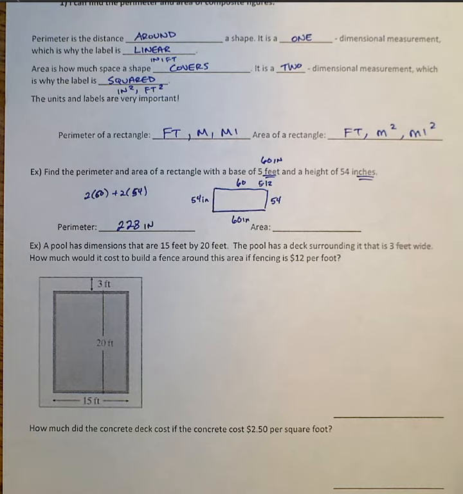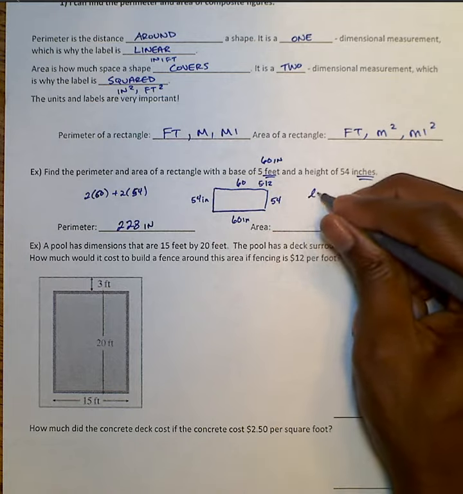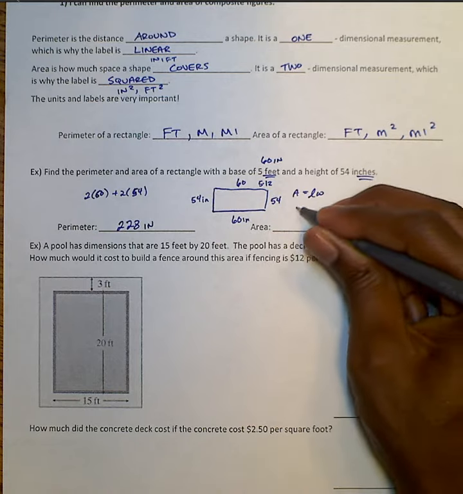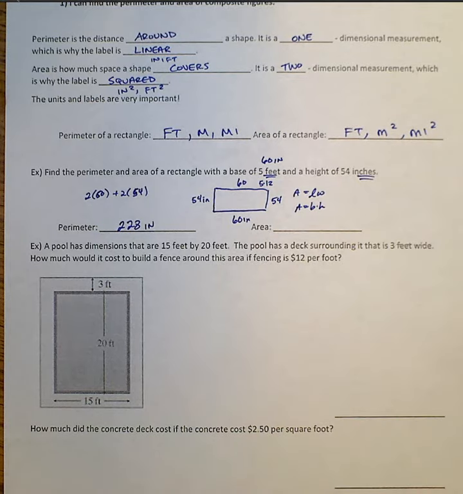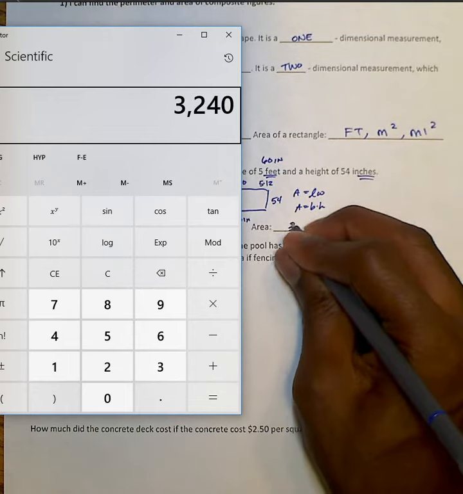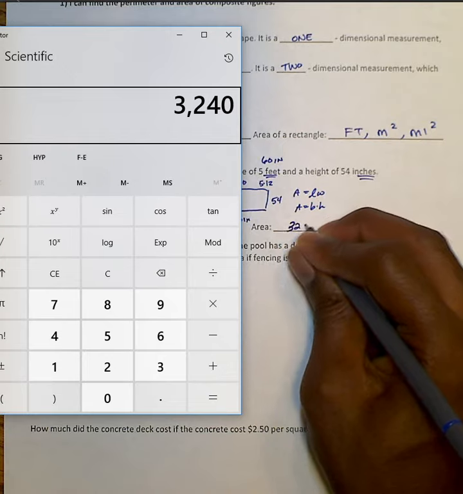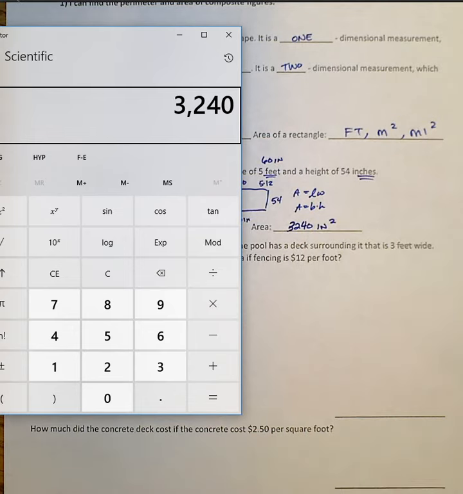For area of a rectangle, remember that was length times width. You might have seen it as base times height. Okay, either way is fine. We'll do 54 times 60, and that gives us 3,240 inches squared. Okay, important again for us to know that we changed it to inches, so that's the unit that we use.